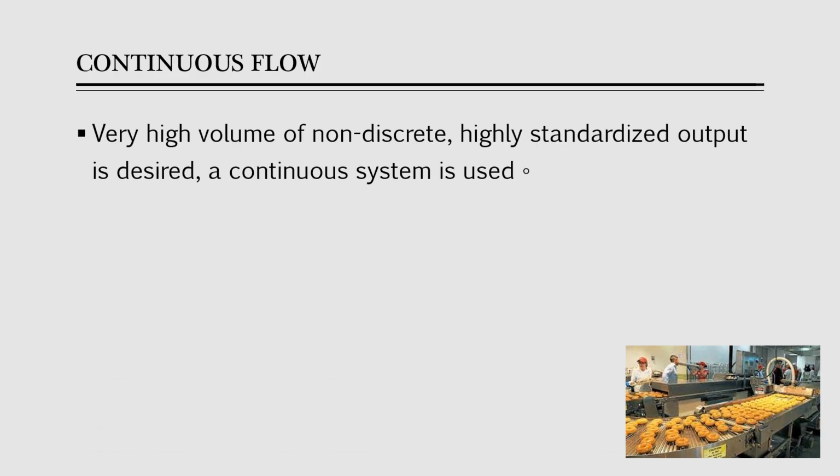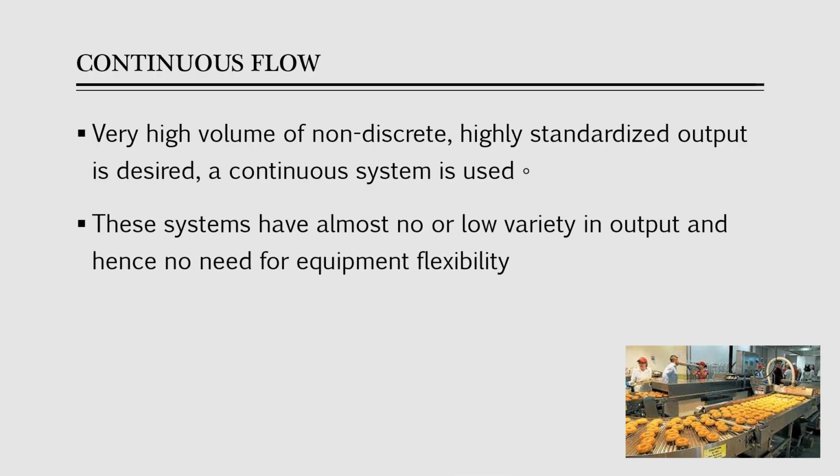Continuous flow manufacturing is a production approach where products move continuously through the manufacturing process with minimal interruption or waiting time. Material process flows smoothly and continuously. Here, the products are high volume and non-discrete, and highly standardized output is desired. Here, a continuous system is used.